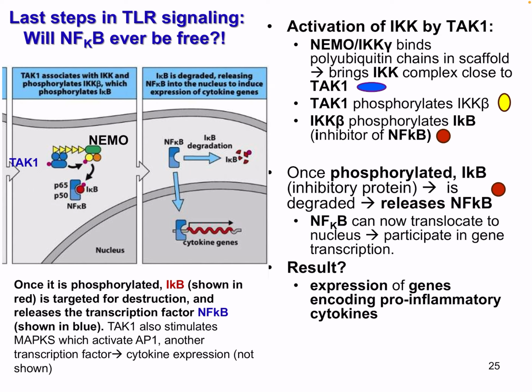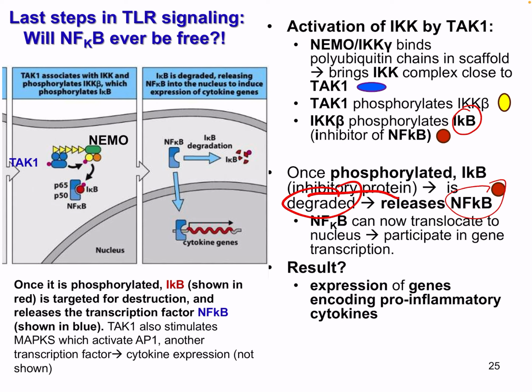So the activation of IKK by TAK1 will now allow NEMO, or IKK gamma, which binds the polyubiquitin chains and scaffold, to bring the IKK complex close to TAK1. TAK1 phosphorylates IKK beta, and IKK beta phosphorylates I-kappa B, or IKB, which is the inhibitor for NF-kappa B. Just to clarify, yes, this is I-kappa B. Once phosphorylated, I-kappa B, the inhibitory protein, is degraded, and this releases NF-kappa B.